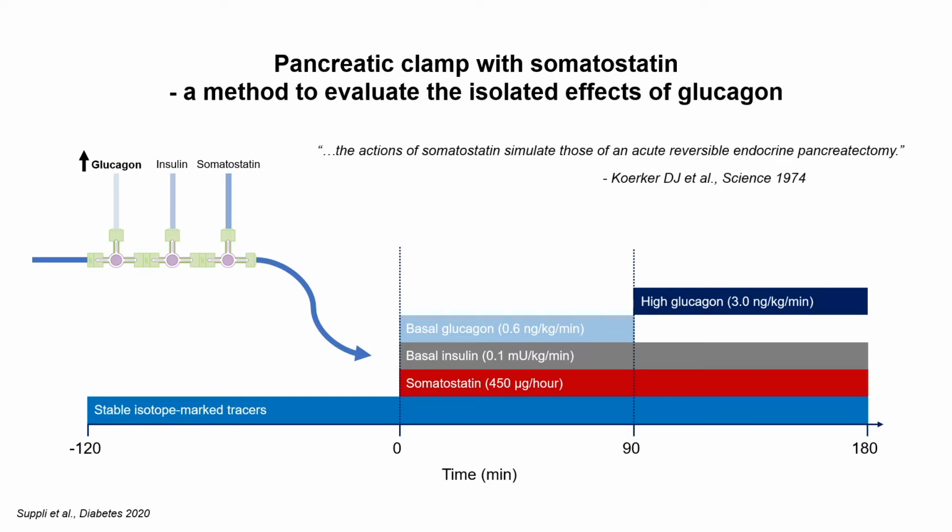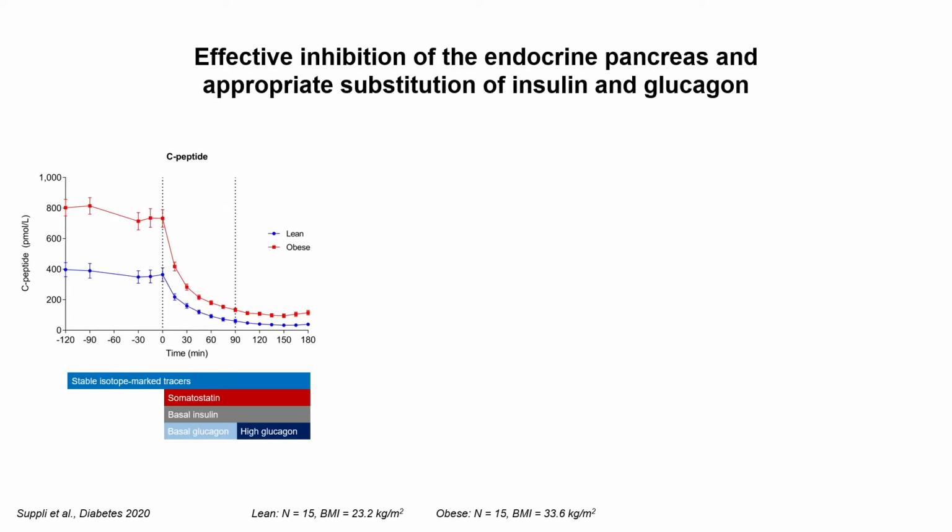This is Koch et al. In 1974 who described this pancreatic clamp as the actions of somatostatin simulate those of an acute reversible endocrine pancreatectomy. So I really like that quote, sums it up nicely. So for my first study, we included 15 obese individuals and 15 lean individuals, and the thought was that the obese group would have a high degree of hepatic steatosis. We evaluated that by taking a liver biopsy, and they did in fact have, 14 out of 15 had hepatic steatosis, but to a very varying degree.